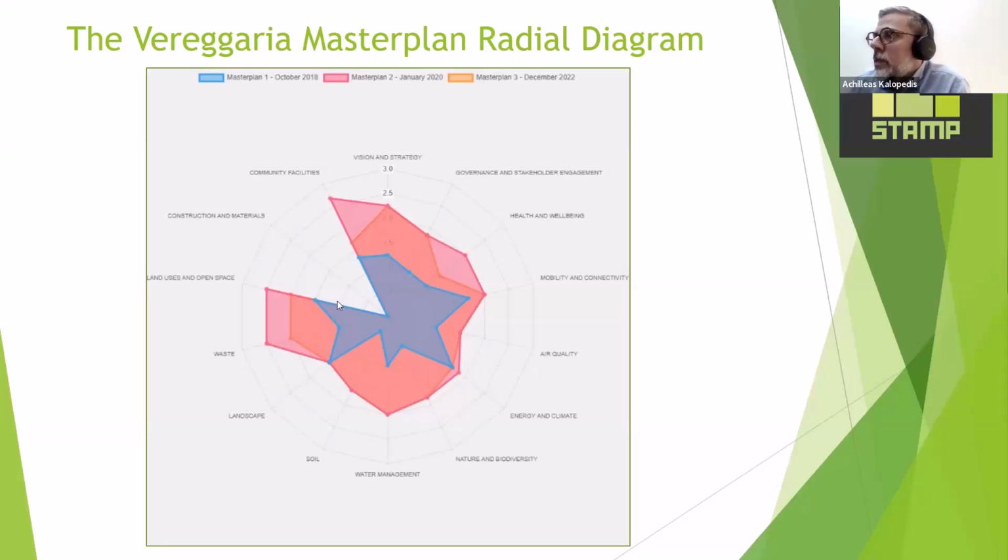But you can see that with the new master plan, with the new design, and with the new sustainable transport principles, there was an improvement in air quality, an improvement in the vision and strategy, and community facilities. And I know for a fact that there were a number of additional stakeholder engagements that took place. So this was substantially improved. So you can see that there is an overall improvement from the original design.